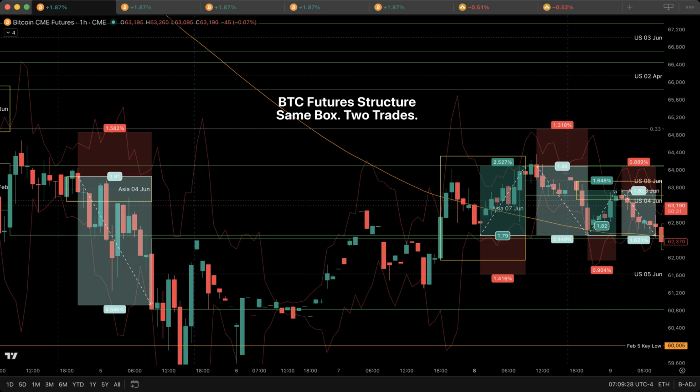June 8th Asia long setup. Entry line. June 4th US session lower boundary. Stop loss line. June 7th Asia session lower boundary. Take profit line. June 8th Asia session midpoint. Risk-reward ratio. 1.82.